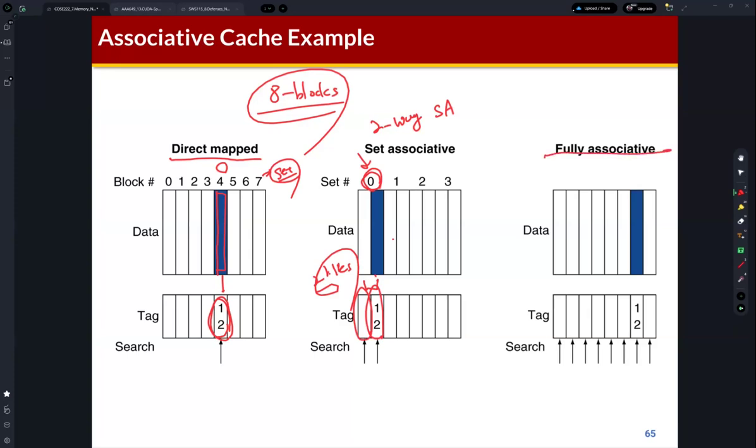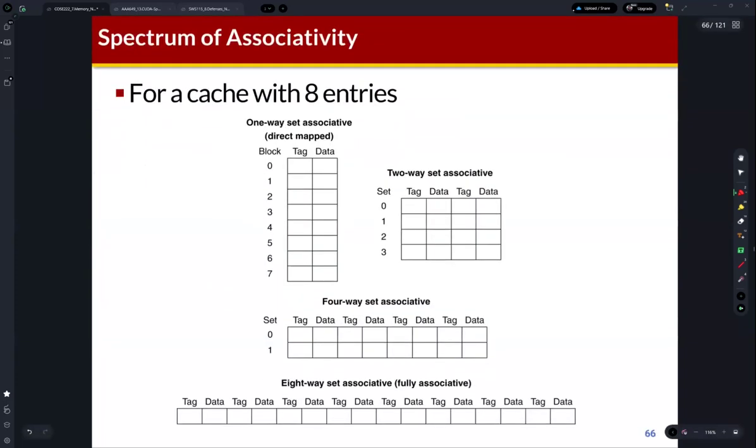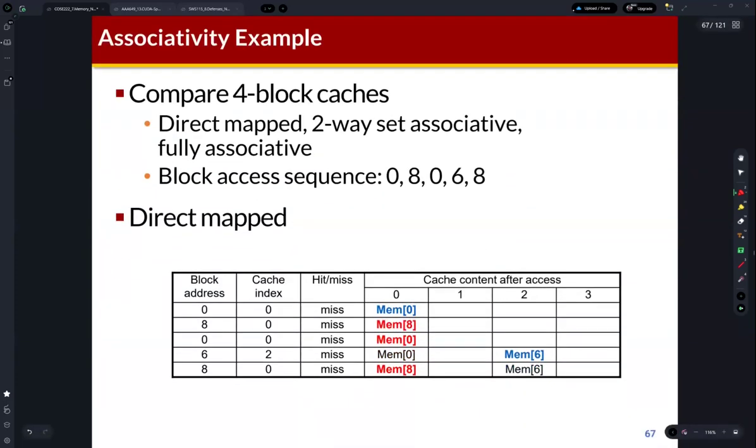Fully associative cache. There is no concept of set, because data can be stored in any block, any location of a cache. So in this case, we need to compare every block. This is the fully associative cache. So let's see the example.